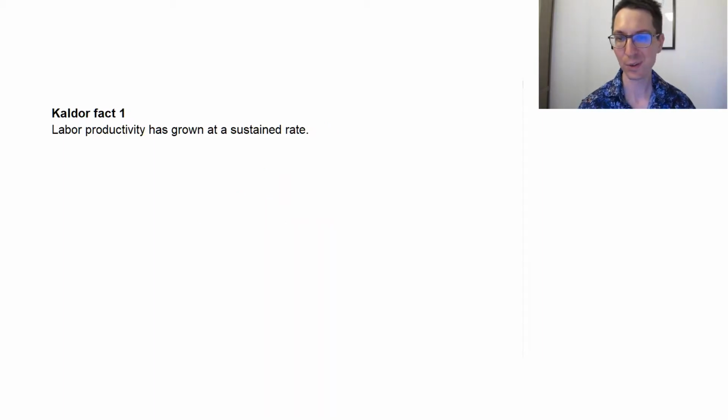So if you didn't get the first one, don't worry, here's your chance to make up for it. So let's check now Kaldor fact number 1. Labor productivity has grown at a sustained rate. So what is labor productivity, you ask? That's a good question that we should already know. So, well, first of all, it's a growth rate. So we are looking at the growth rate on the balanced growth path of labor productivity, which is output per worker, so small y. And so we want to know if on the balanced growth path this is positive or not. Think about it.